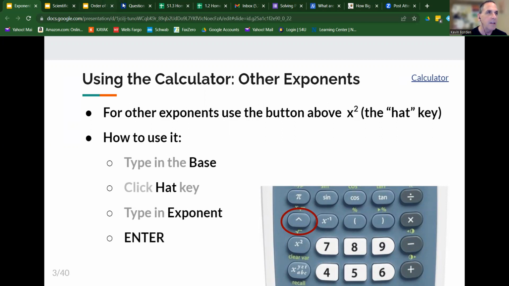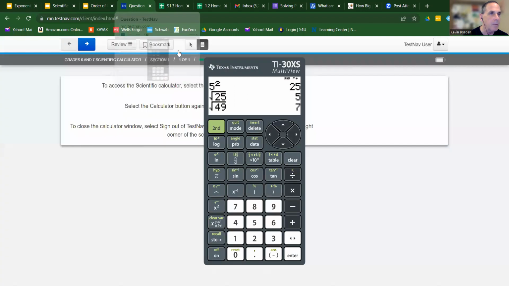Let me go back to my calculator and we'll do that problem. I'm going to clear that off. So I click our base of 7. I click the hat key. Notice it gives me a little spot to put my exponent. I put in the exponent of 3 and I click enter. And there's our answer, 343.